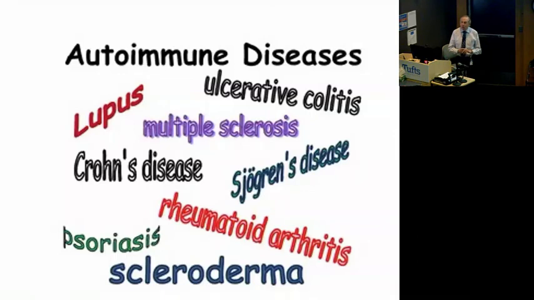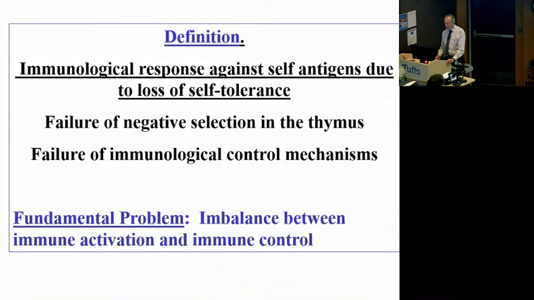And all I can do for you is give you some ideas of what may be important in autoimmune disease. So what it is, is an immunological response against self due to some loss of self-tolerance. It may be failure of negative selection in the thymus. Maybe when these organ tissue antigens were going through the thymus, the one against the joint capsule was not eliminated, and now you can make immune responses and get rheumatoid arthritis.